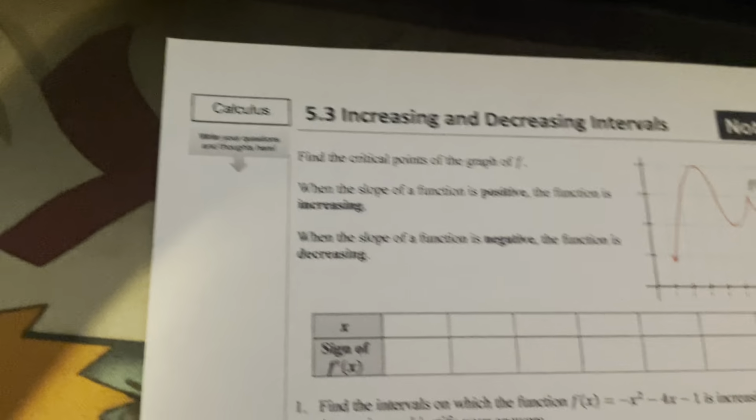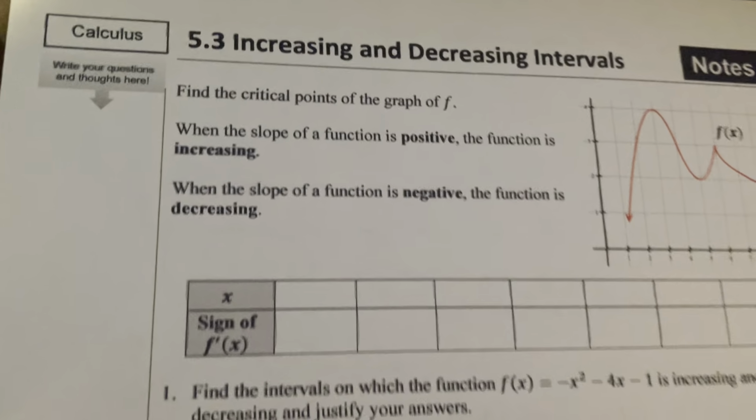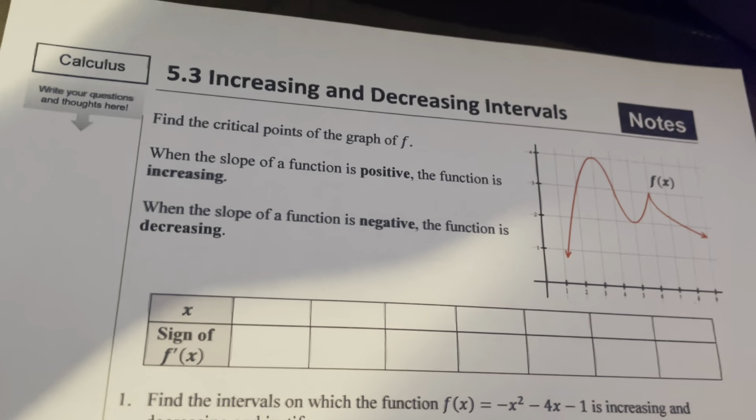Unit 5.3, increasing and decreasing intervals. Find the critical points of the graph of f. When the slope of a function is positive, the function is increasing. When the slope of a function is negative, the function is decreasing.